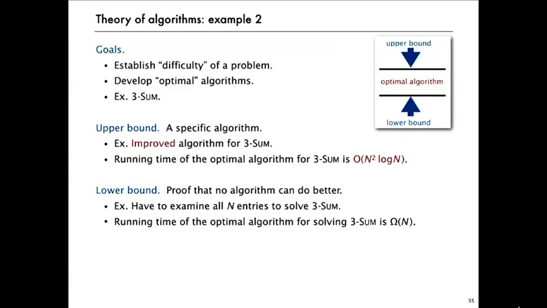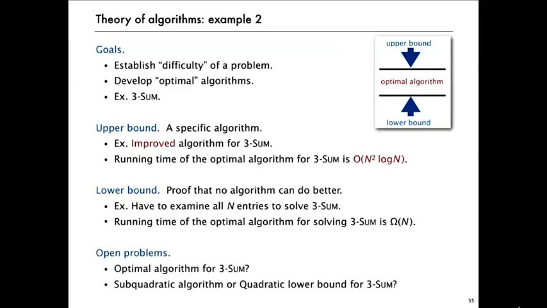And that's a proof that the running time of the optimal algorithm is omega of n. But nobody knows a higher lower bound for three-sum. So there's a gap between the upper bound and the lower bound, and that gap is an open problem. Is there an optimal algorithm for three-sum? We don't know what it is. We don't even know if there's an algorithm whose running time is less than O of n squared, or whether there's a higher lower bound than linear. So that's an example of an open problem in the theory of algorithms. We don't know how difficult it is to solve the three-sum problem.